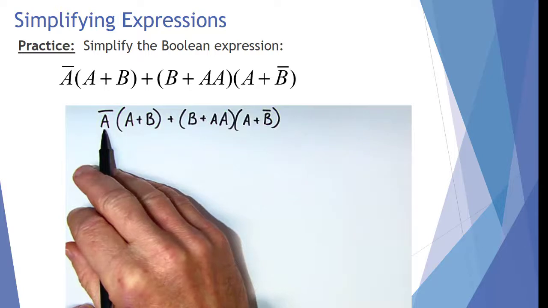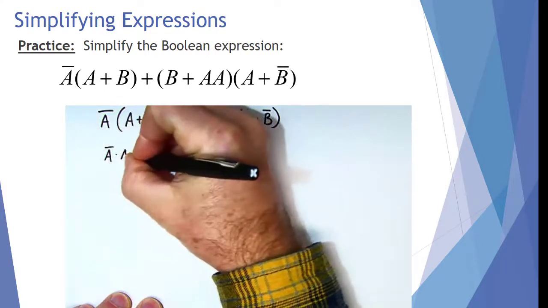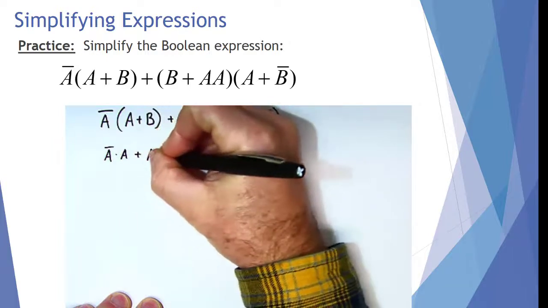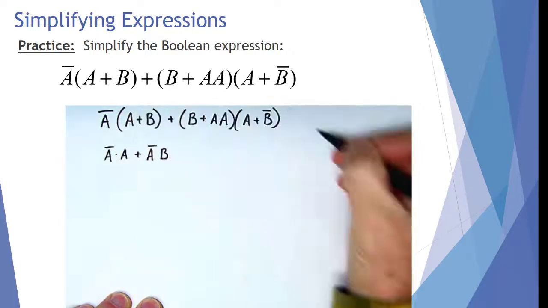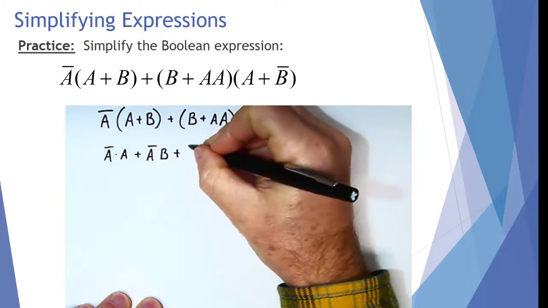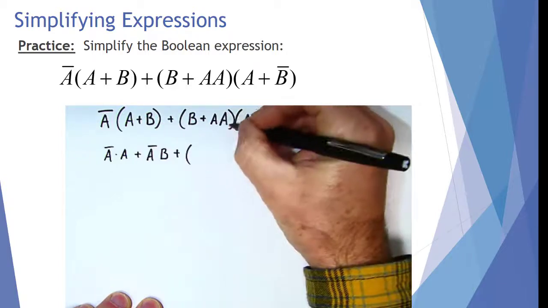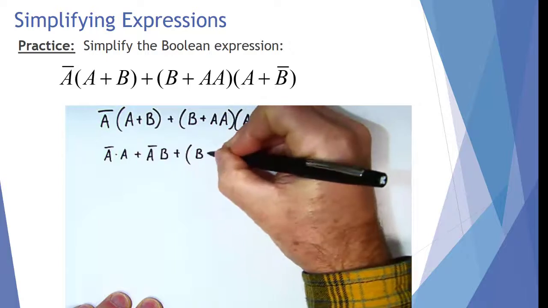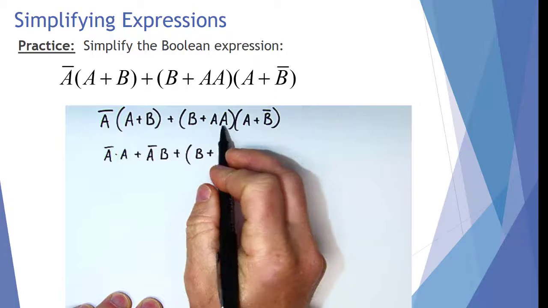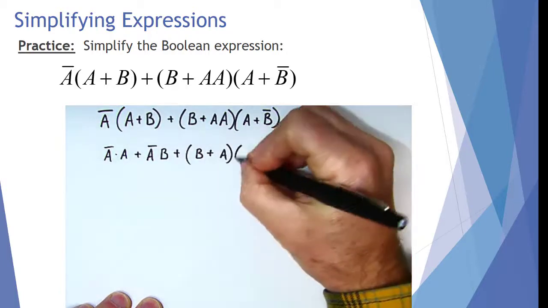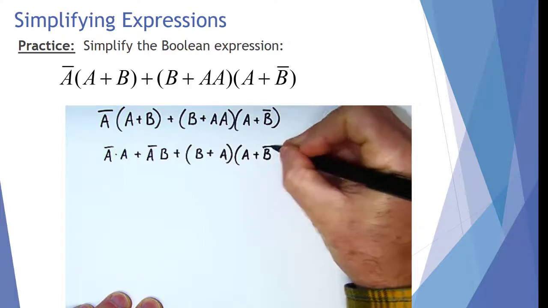Let's start with this negation of A. We can distribute that in. When we do that, we get the negation of A times A plus the negation of A times B. That's pretty straightforward. Now, we've got added to that B plus A times A, but that's the idempotent property. We can just say that that is B plus A. If you had some apples and some apples, that really just means you had some apples. Times A plus the negation of B.